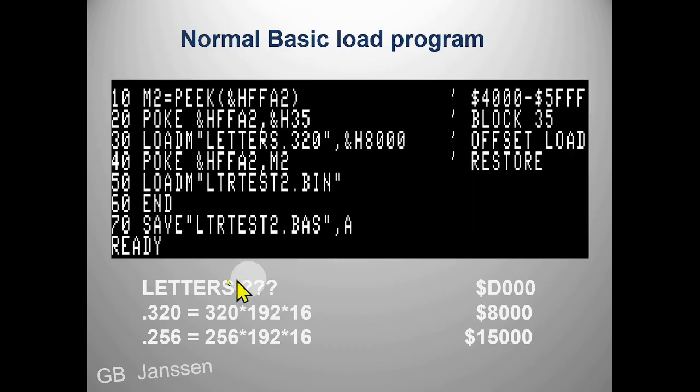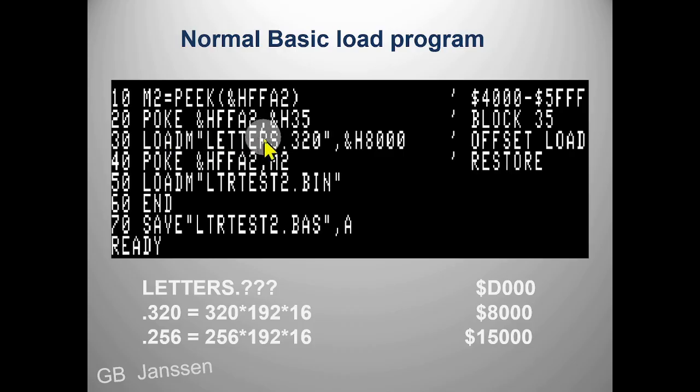The normal loading of the program is done like this. Here's a basic program. We're going to see what's at FFA2. That's the range from 4000 to 5FFF. We'll save that. We're going to put our block 35 in there. So block 35 now, you can address it at 4000 to 5FFF.